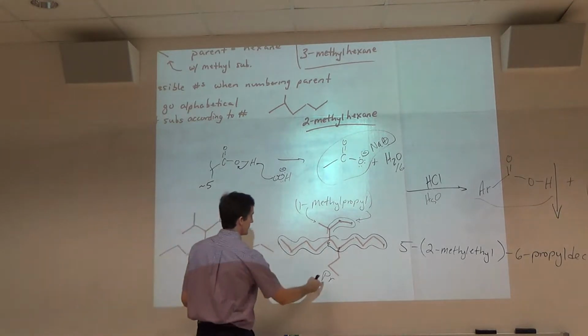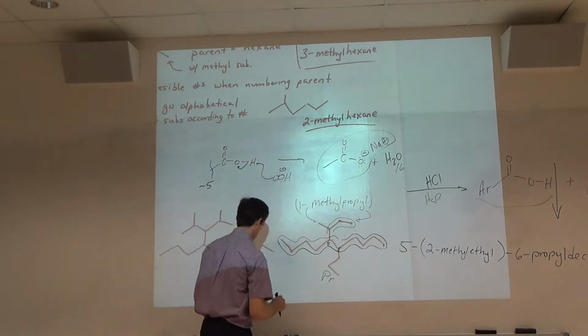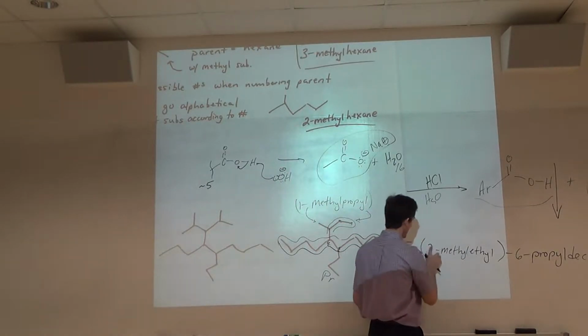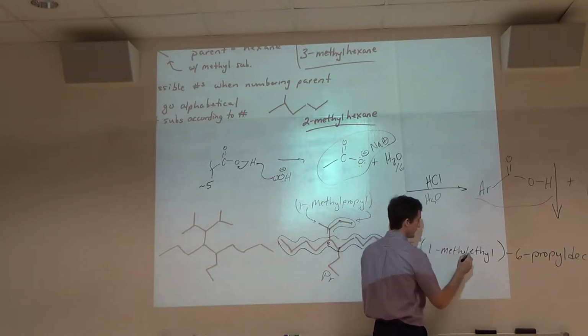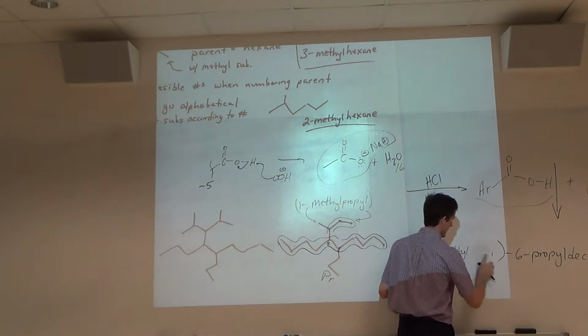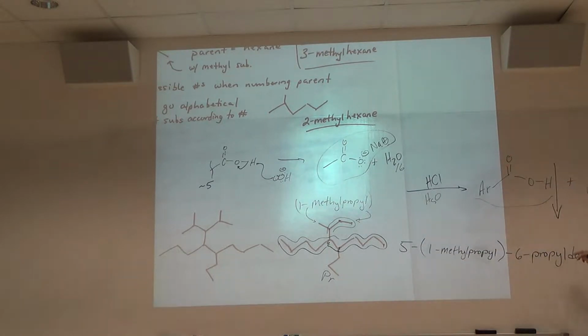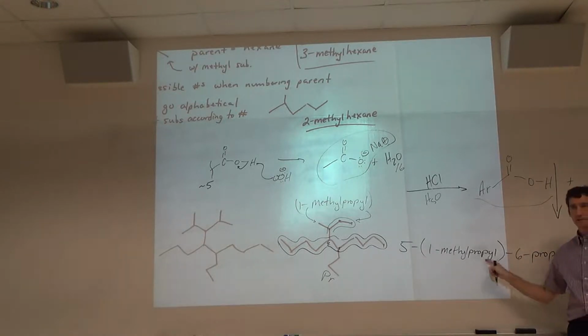Alphabetical. Which comes first, propyl or methyl propyl? Okay, so 5 would be right, but this should be 5-(1-methyl propyl), and then 6-propyl decane. You got something at 5 and something at the 6. The complex substituent goes in parentheses.